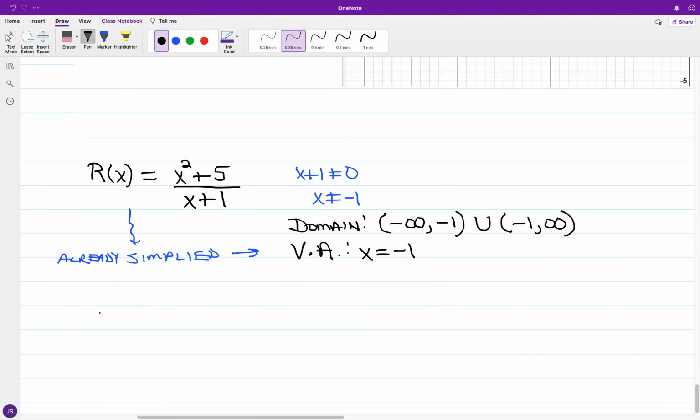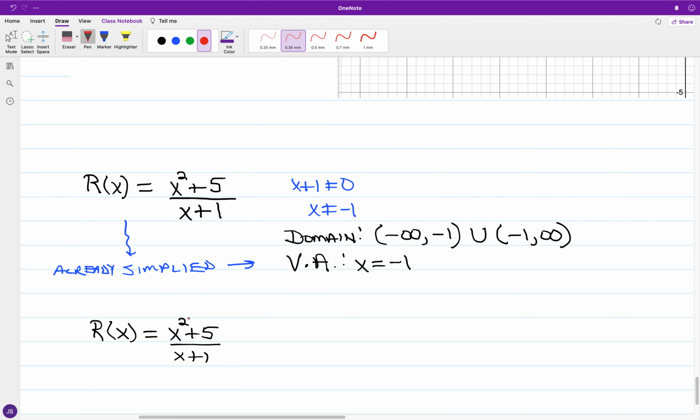Now, regarding the degree comparison between the numerator and denominator, in the numerator the degree is 2. And in the denominator, from x, we have m is equal to 1. So n is greater than m by 1 degree, and so we're going to have a slant asymptote.